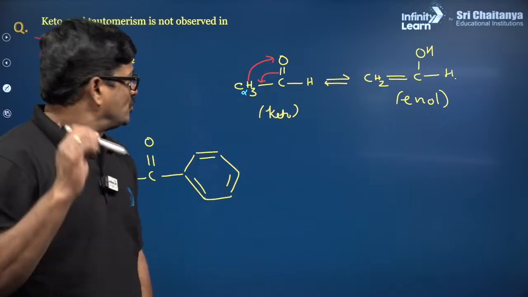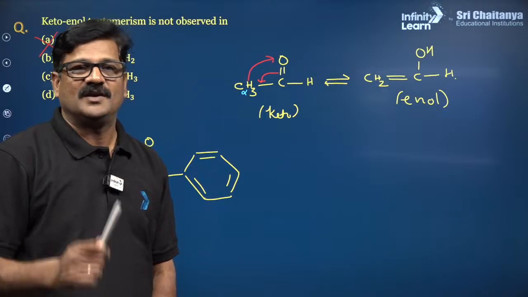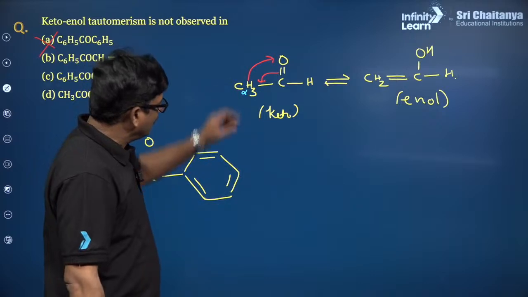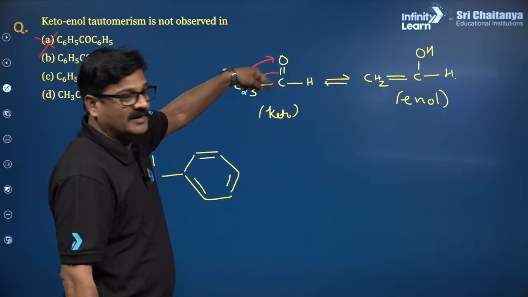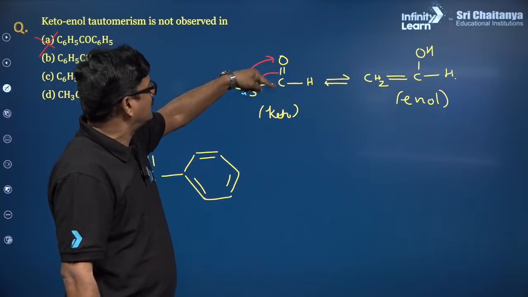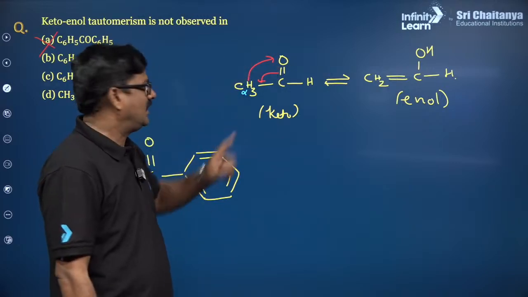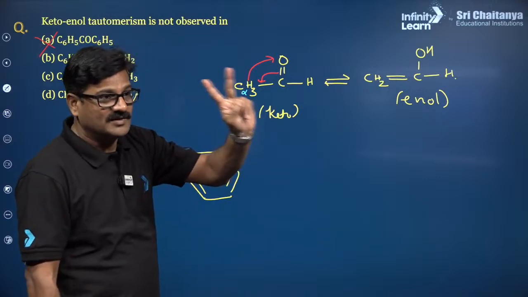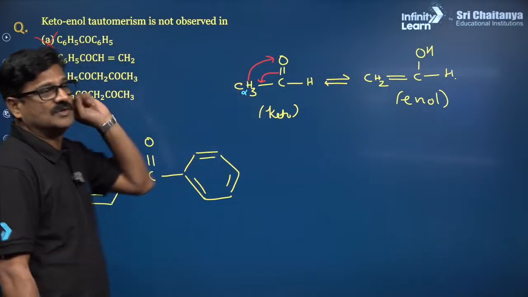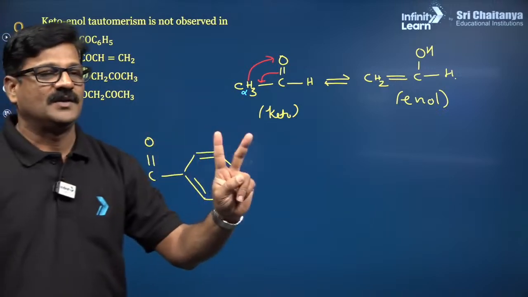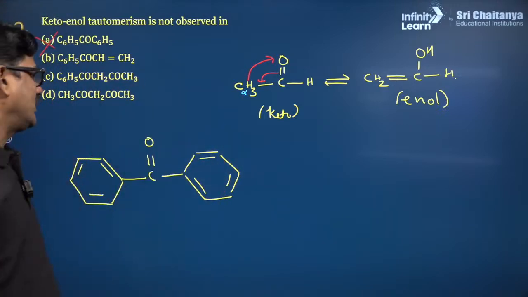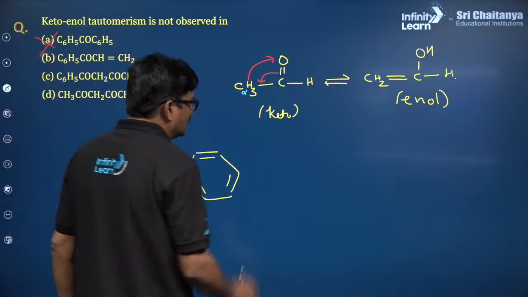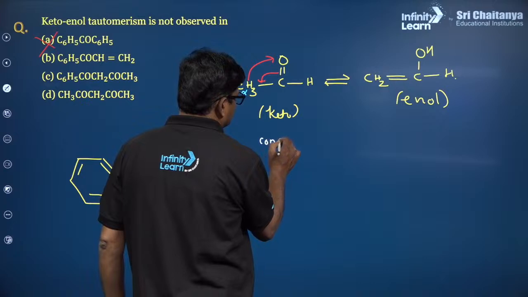And to show keto-enol tautomerism, there should be a condition. Condition 1, at least one multiple bond between carbon and an electronegative atom, and there should be at least one alpha hydrogen. These are the two conditions. Then only it can show tautomerism. Okay, you want me to write this? Conditions for tautomerism.